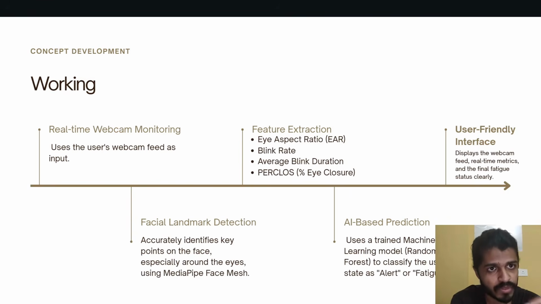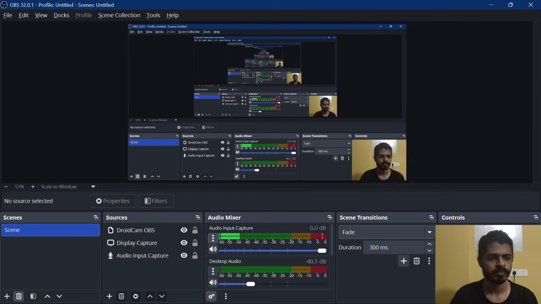We pass those features to the backend. The backend uses our trained model, which is also trained using these features, and gives us the response if the person is alert or fatigued. We send that response to the front end and show it to the user. That's how the total working is. So let's start with our demo.